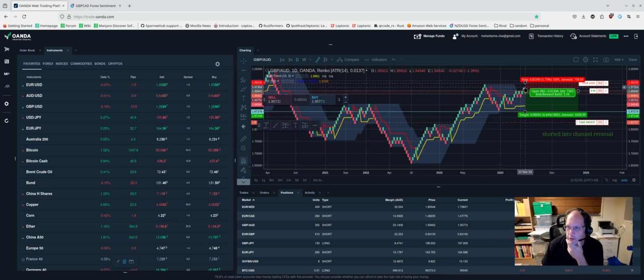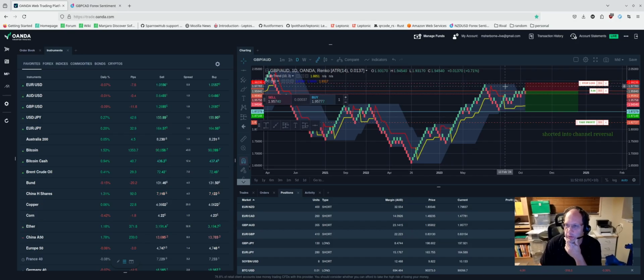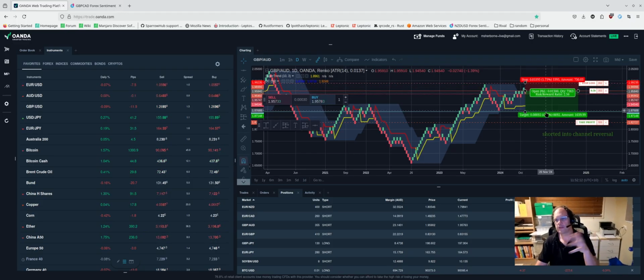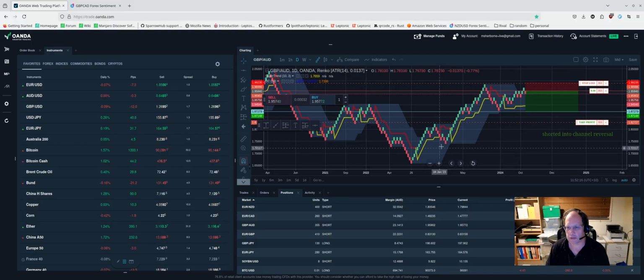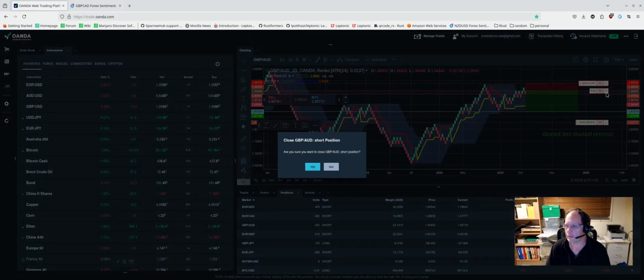Maybe that's the top of the channel. Who knows? See, I thought that this was the top of the channel when I went in. If it hits that, we'll lose our money. If it carries on going and then goes down, we'll be fine. And then the other trouble is that this is higher low, higher low, higher low, so it is increasing. I think I'm going to get out of that.